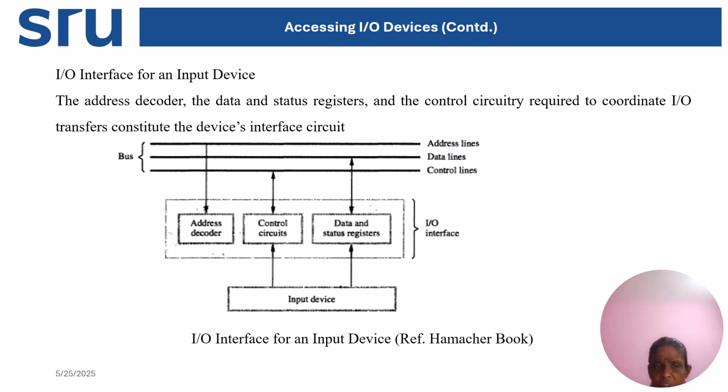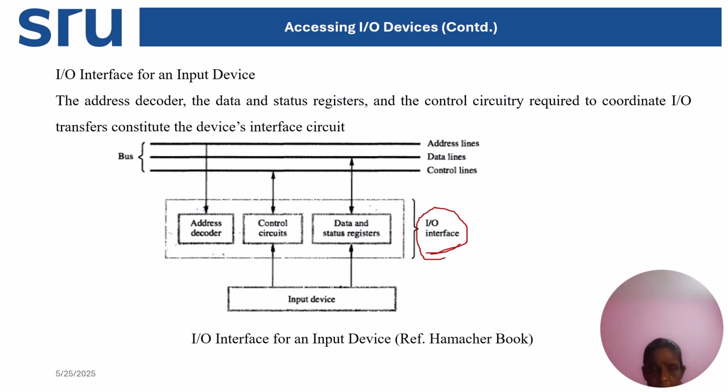IO interface for an input device. In this case, this diagram is shown. This is the IO input device. It has to have an interface, contact with the processor. So in between, we need to have an IO interface. Directly, the IO device cannot have contact with the processor because of the speed, which we will see later. So in between we should use an IO interface circuit.